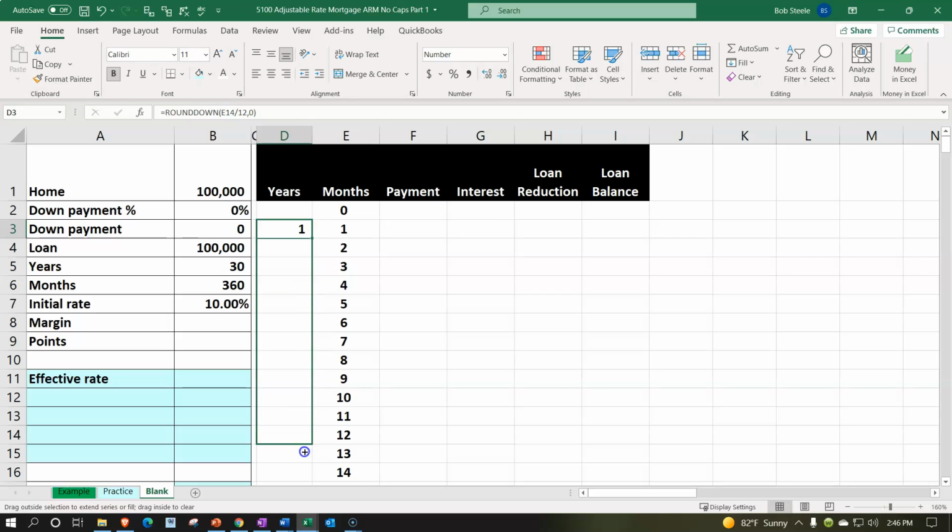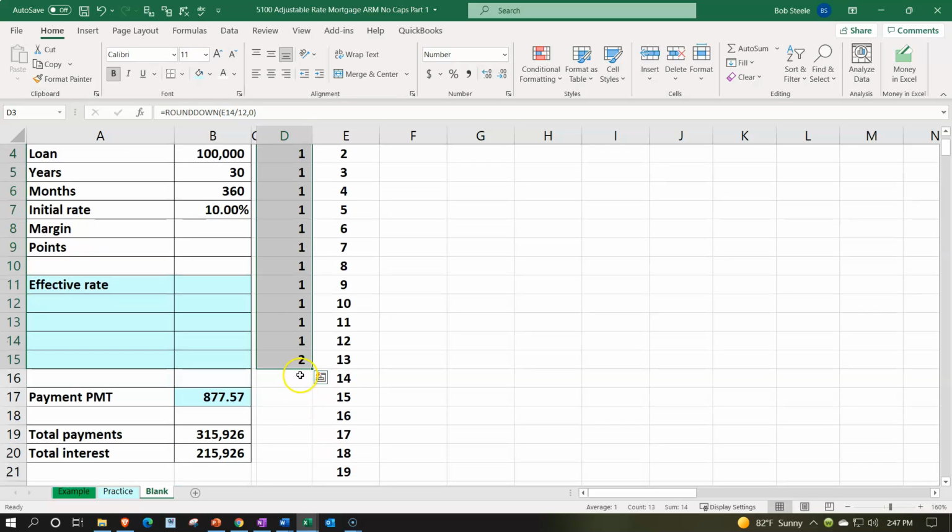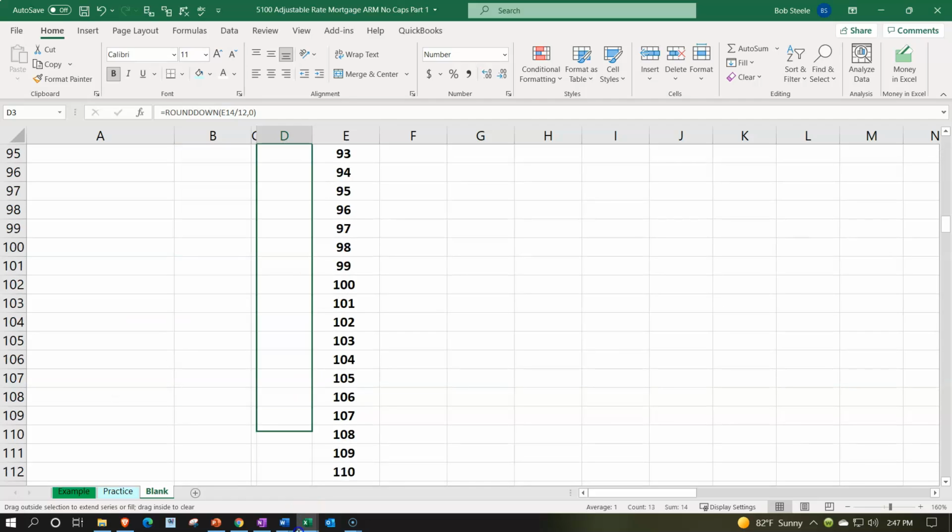If I drag it down to 13 places, then you see it starts at 2 down there. So it looks like it's populating properly. This puts us a year on each row, which is useful and relevant and necessary if you want to use things like slicers or pivot tables.